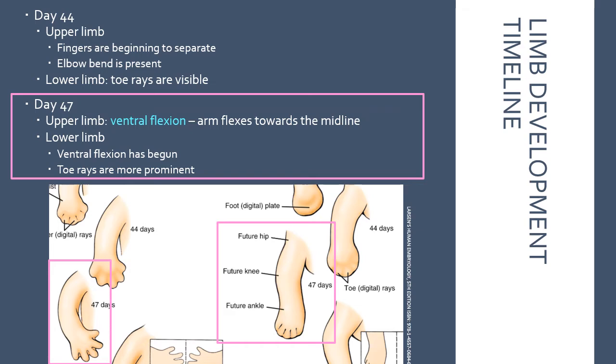And then by day 47, the upper limb has begun what's called ventral flexion. Essentially the arm is able to flex toward the midline, and it positions the limbs in a characteristic position for babies of this gestational age, although of course ultimately they are able to move their limbs and alter position in whatever way they wish. The lower limb, you also start to see some ventral flexion, and the toe rays are becoming more prominent, although still not separate.